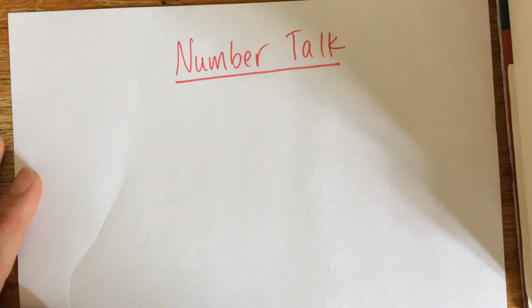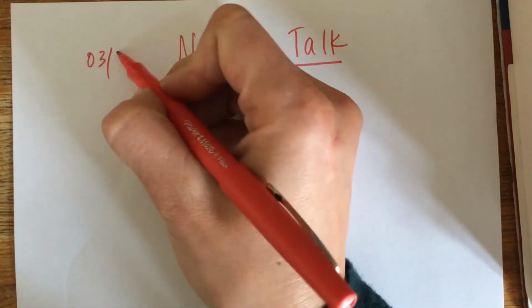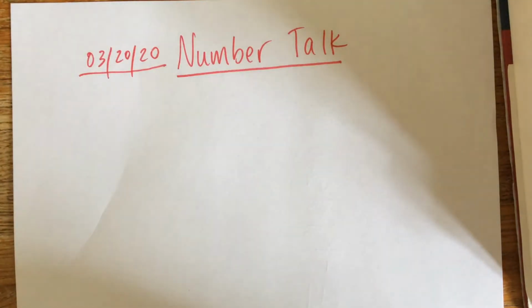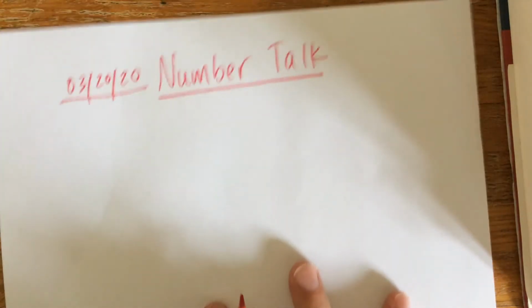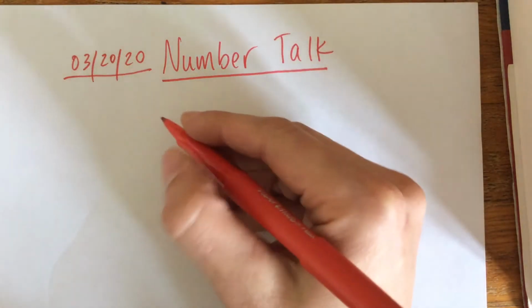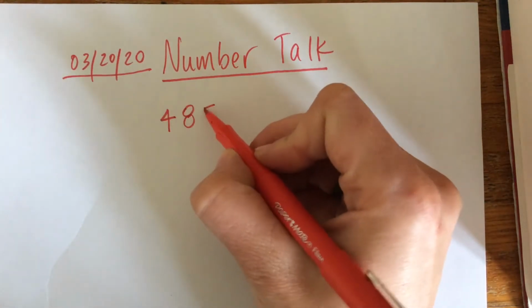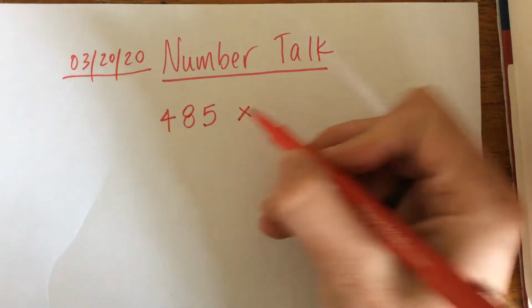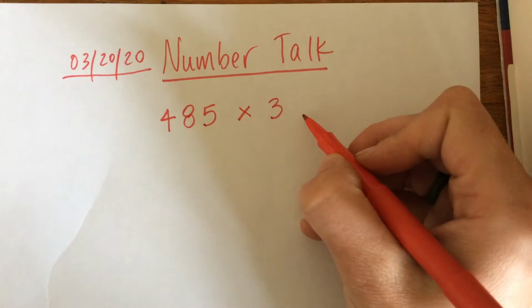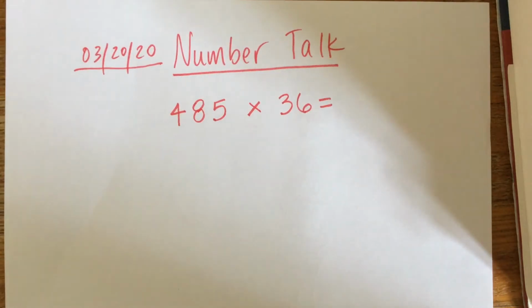And I would like you to write the date, March 20th. And we're going to review multiplication today because it has been such a long time. And we're going to do a question here, 485 times 36 equals. Always have an equals at the end of an equation. And this would be a good time to pause your video and come back when you would like to compare your answer to mine.